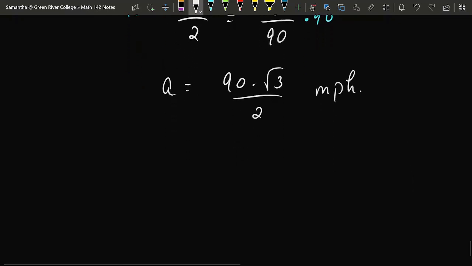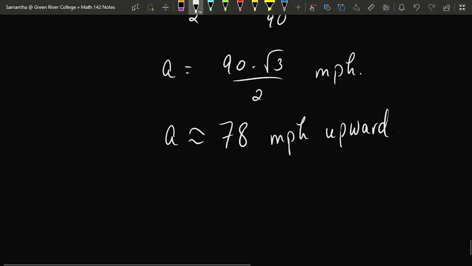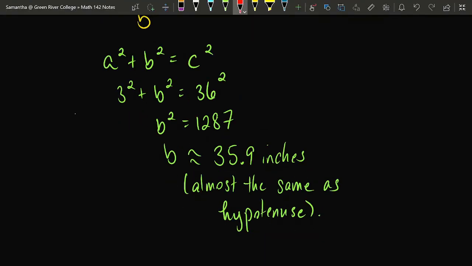Vertical speed. According to my calculator, the object's vertical speed would be approximately equal to 78 miles per hour upward. That concludes today's material. We talked about the SOHCAHTOA formulas for right triangles. Then we used those formulas in combination with the Pythagorean theorem and some geometric facts about right triangles to fill in all the unknowns in a right triangle, given just a few pieces of data about that triangle.